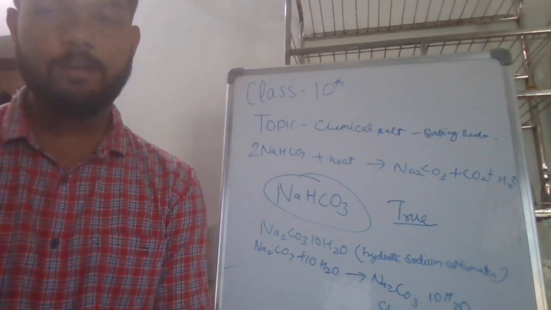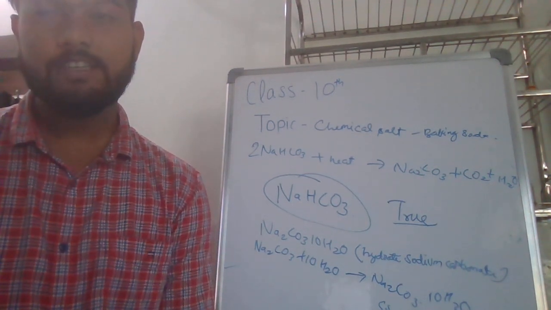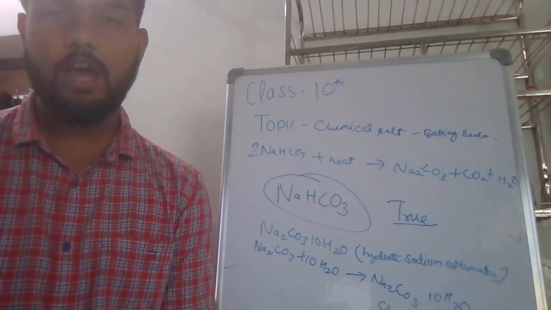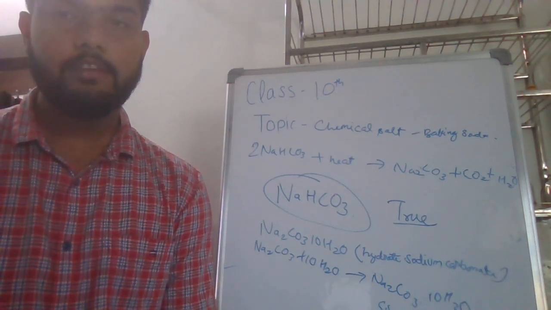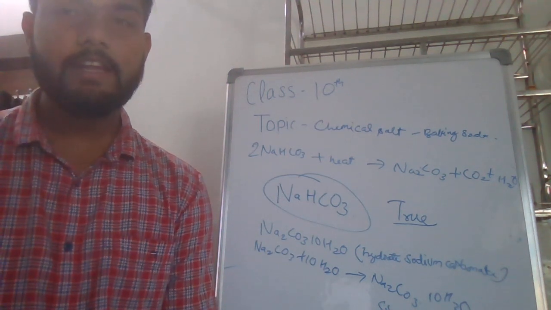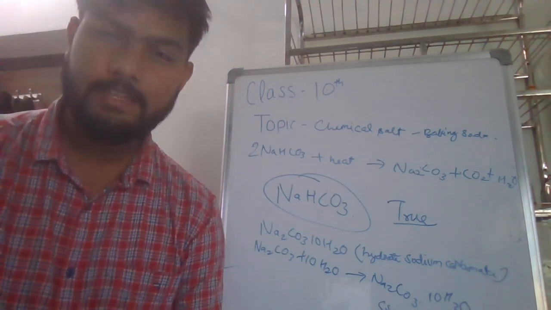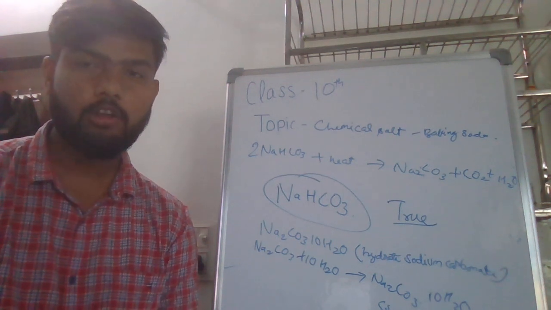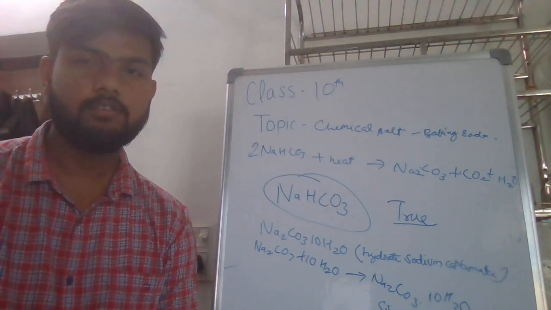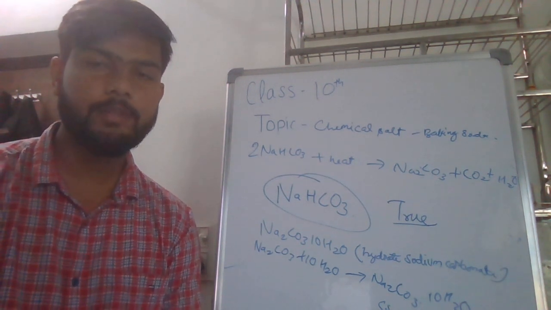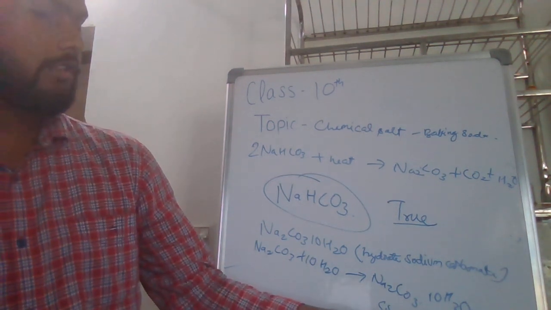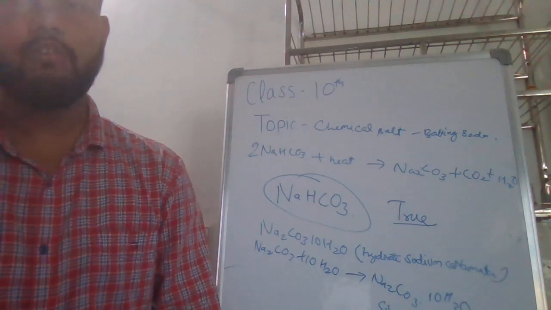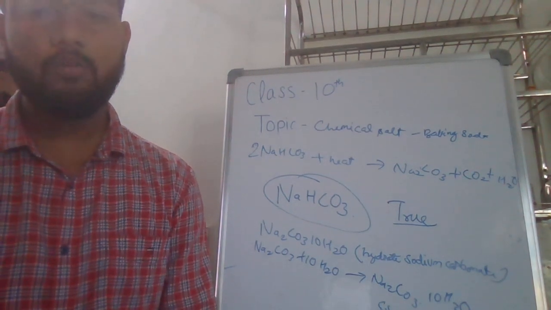Now the sodium carbonate obtained in the process is dry, and it is called soda ash or anhydrous sodium carbonate. Okay, since there are 10 water molecules in washing soda, hence it is known as sodium carbonate decahydrate. So the formula of washing soda will be Na2CO3·10H2O. So this will be the formula of this washing soda. Okay, so I hope everyone is clear.